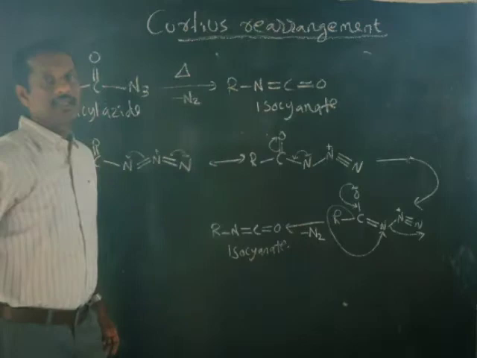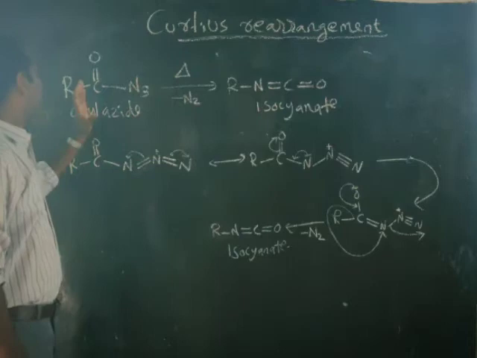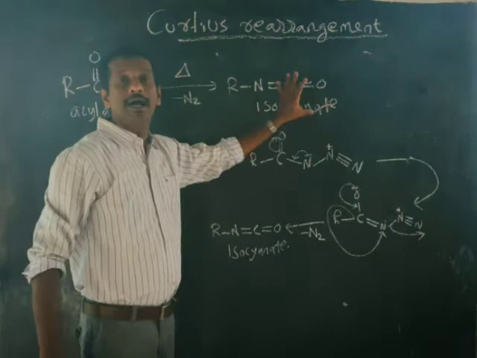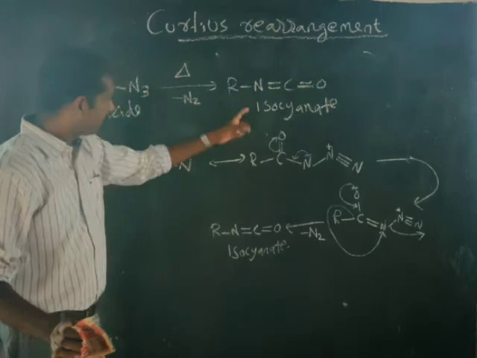Clear? This rearrangement is known as a Curtius rearrangement. When acyl azide is heated, it will undergo rearrangement, or decompose with the elimination of a nitrogen molecule, and change into isocyanate. This rearrangement is known as a Curtius rearrangement. Now look here. This isocyanate on hydrolysis.